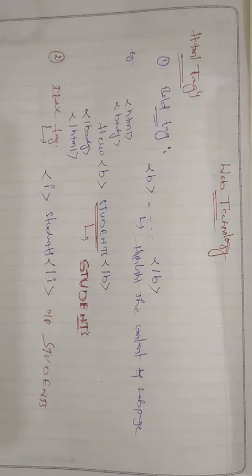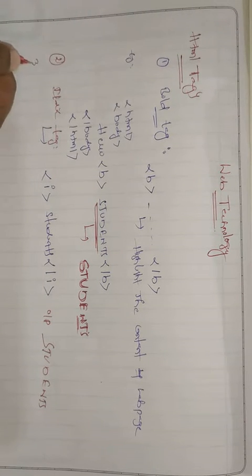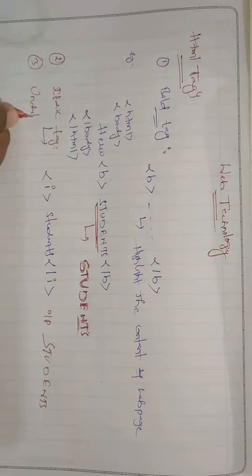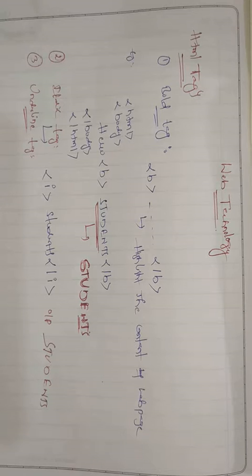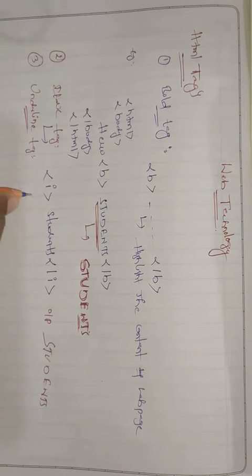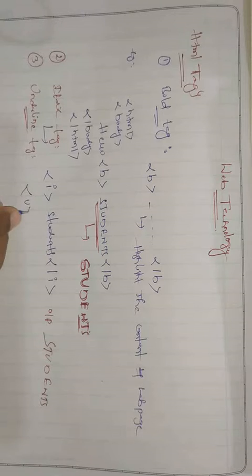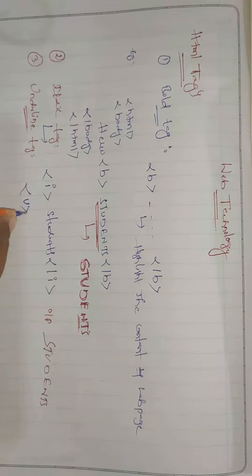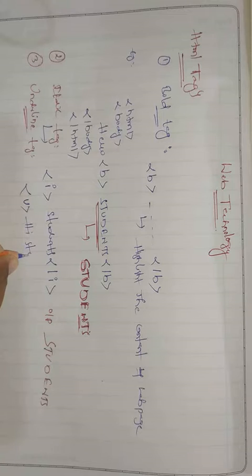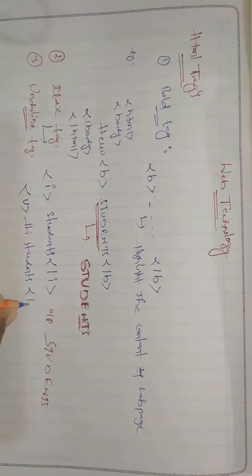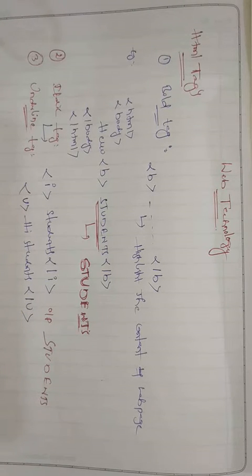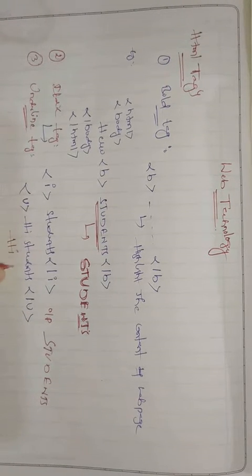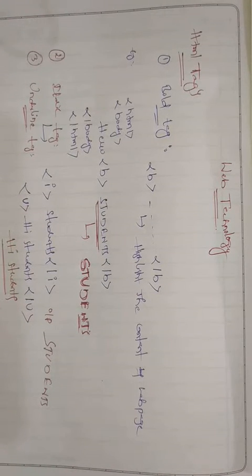Next, the third one, the underline tag. The name indicates that it underlines the text. The underline tag is simply the U tag. Here the normal text is students, and we close the underline tag with /U. The output looks like this: students, underlined.